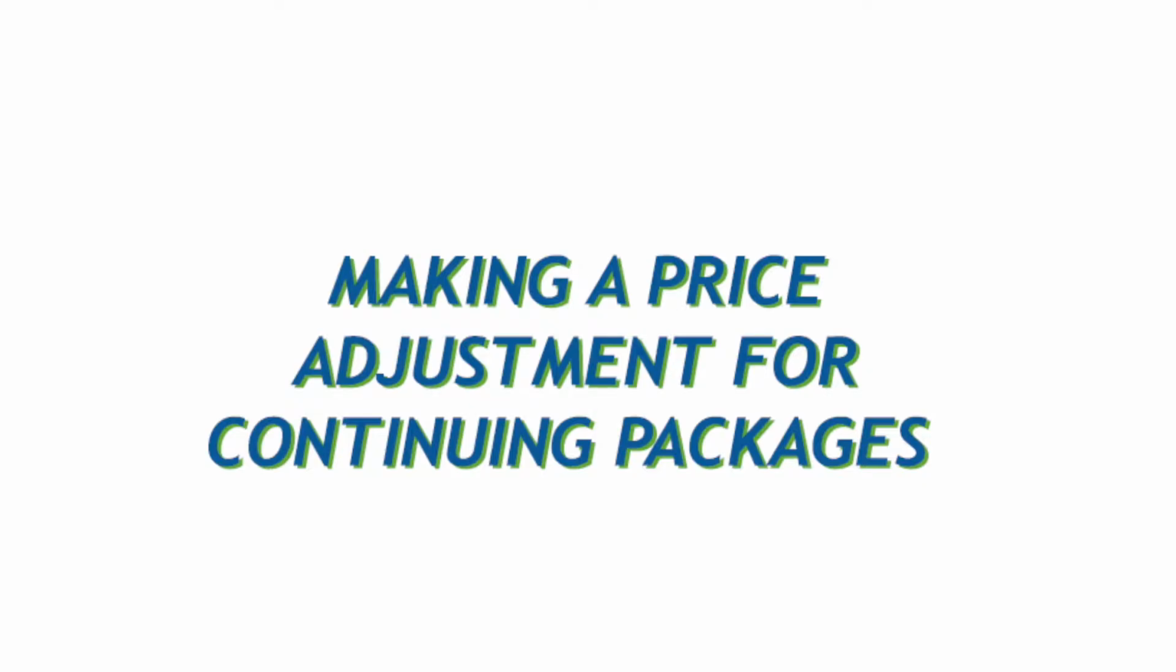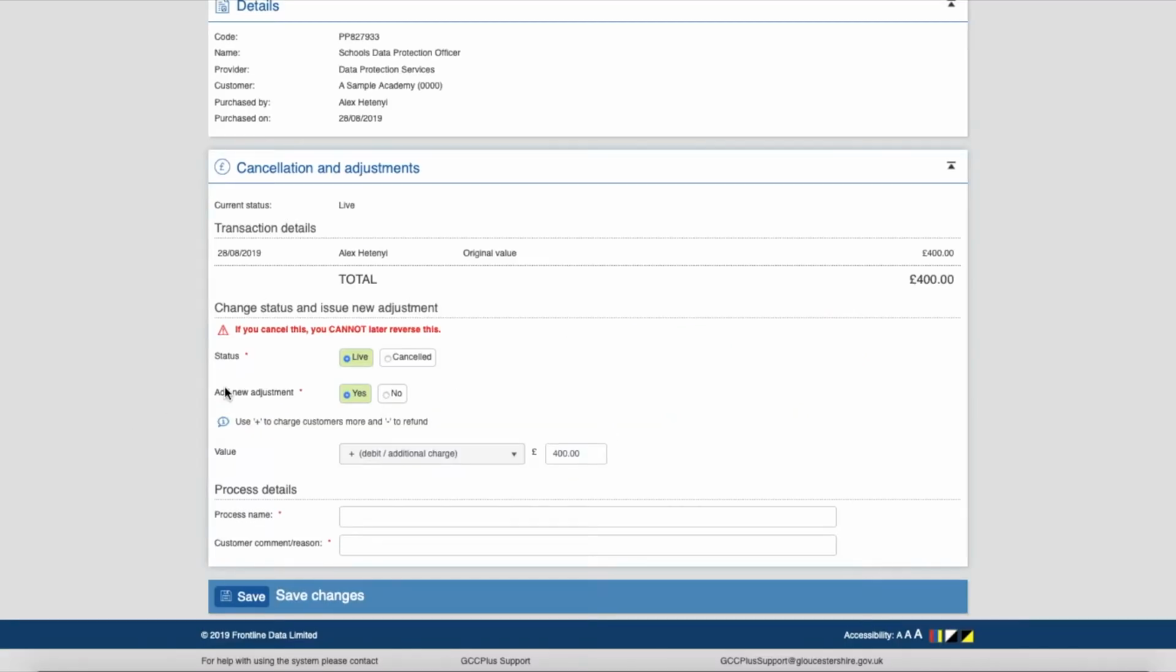Price adjustment for continuing packages. First, leave the status at live, and then also leave Add New Adjustment to Yes. Then for value, this needs to be set to either a minus sign for credit, refunds, or discounts, or a plus sign if you want to provide debit or an additional charge. You will then need to set the amount to what you wish to charge or deduct.